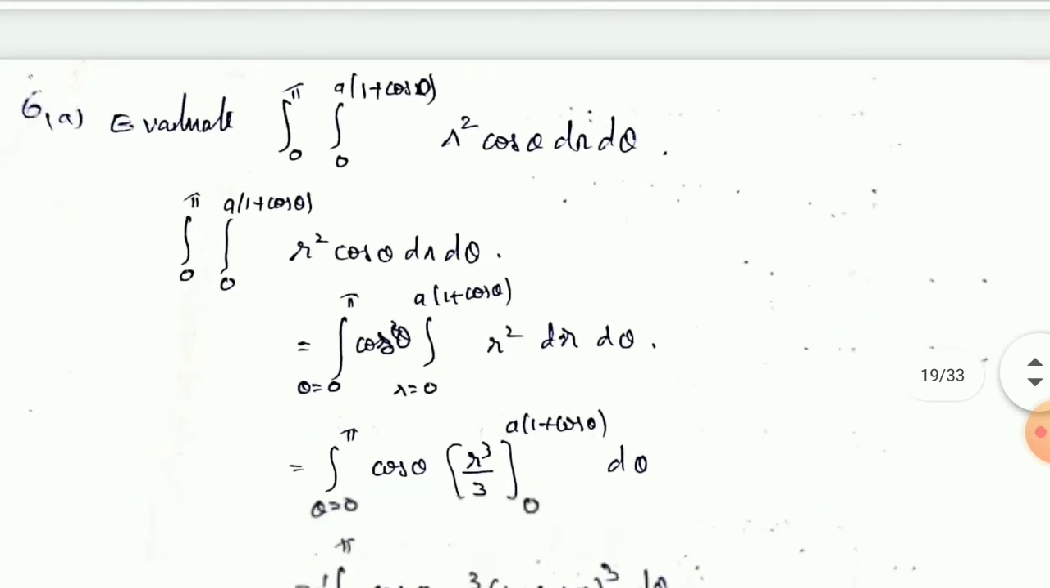Now I just give you the problem. Sixth A bit: evaluate the double integral from 0 to pi and 0 to a into 1 plus cos theta, r square cos theta dr d theta. So this problem is given.